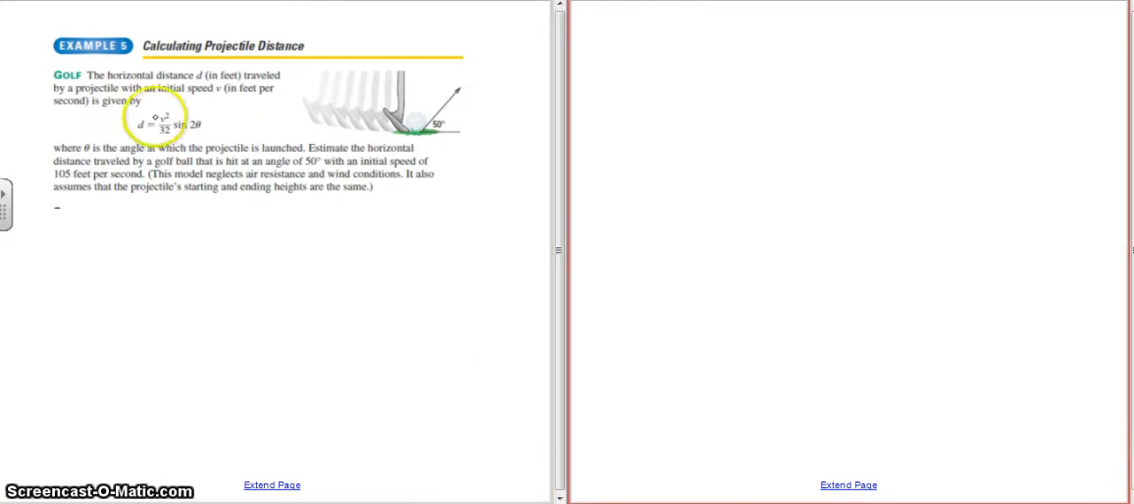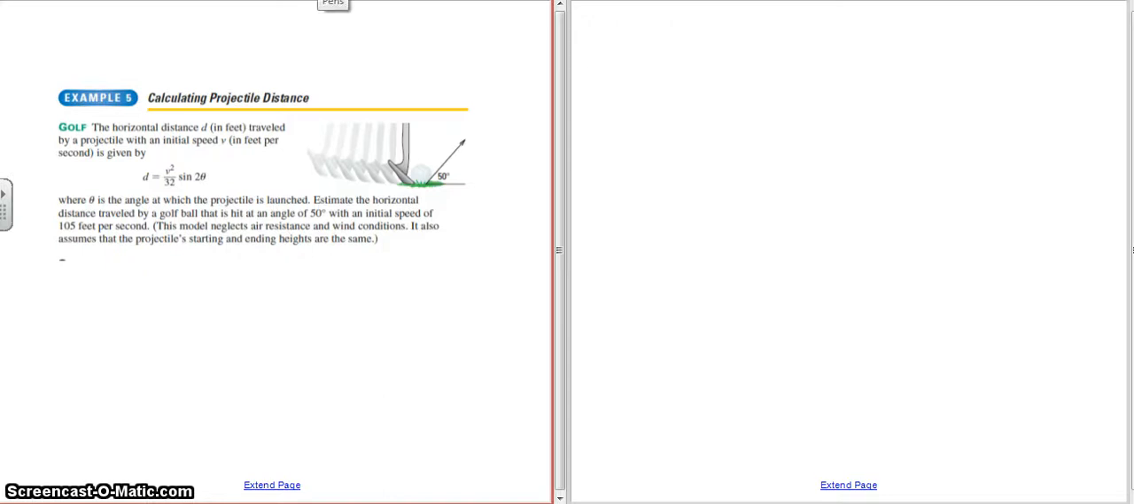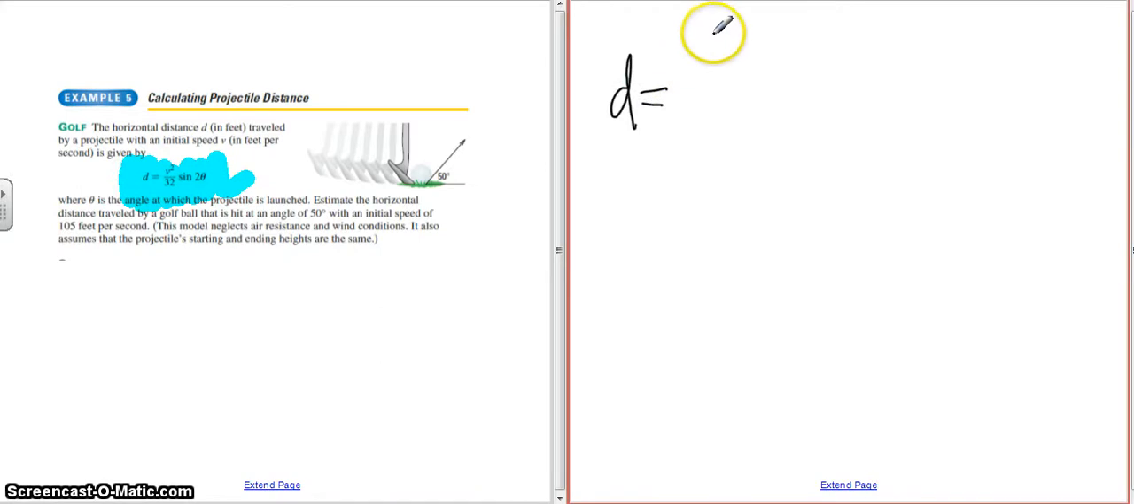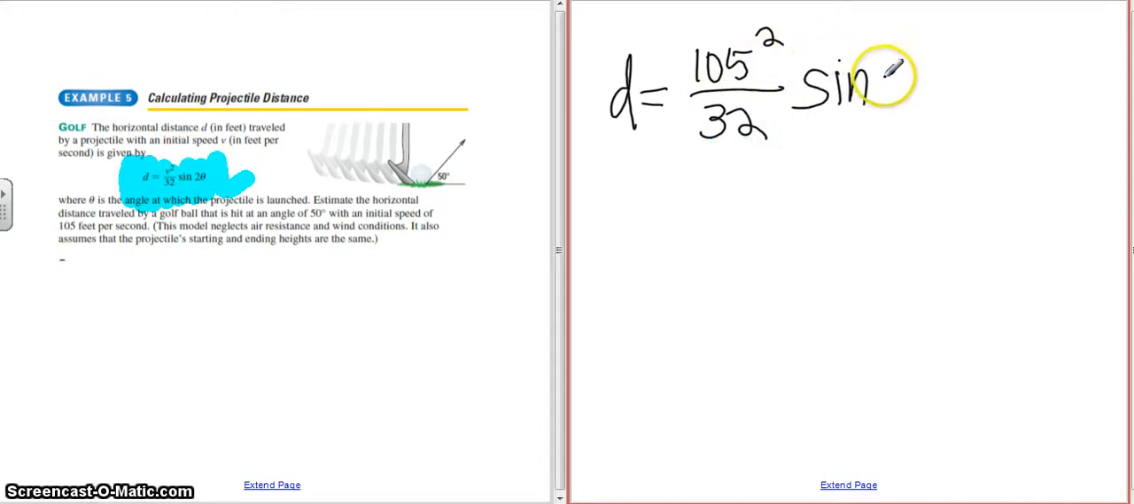What I want to do is use this formula and the information that was given. This is actually a really quick little formula. So d is equal to, and I'm going to substitute in the values that I know. It's 105 feet per second, which was given in the problem, and we're going to square that because it's v squared over 32, times the sine of 2 theta.